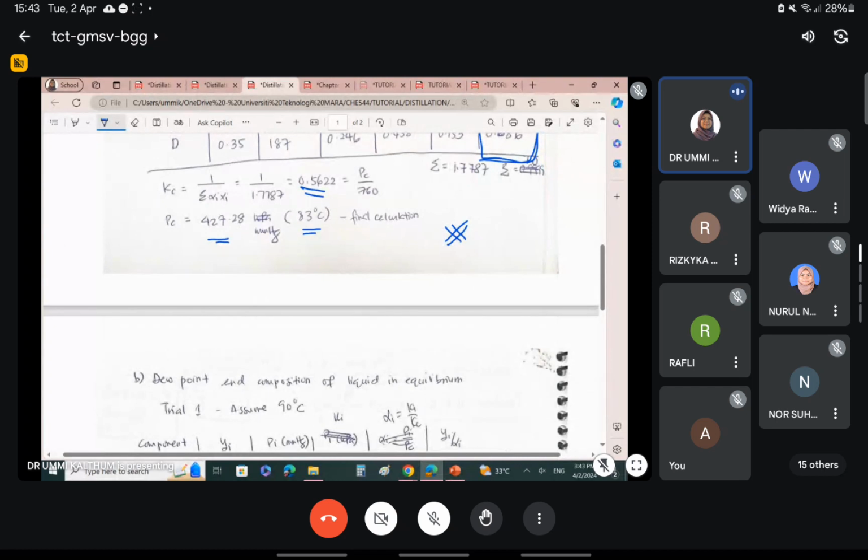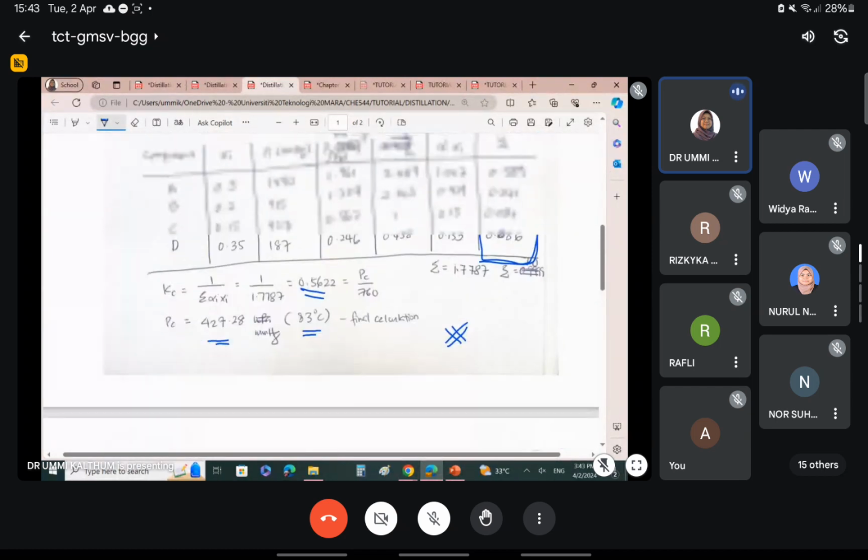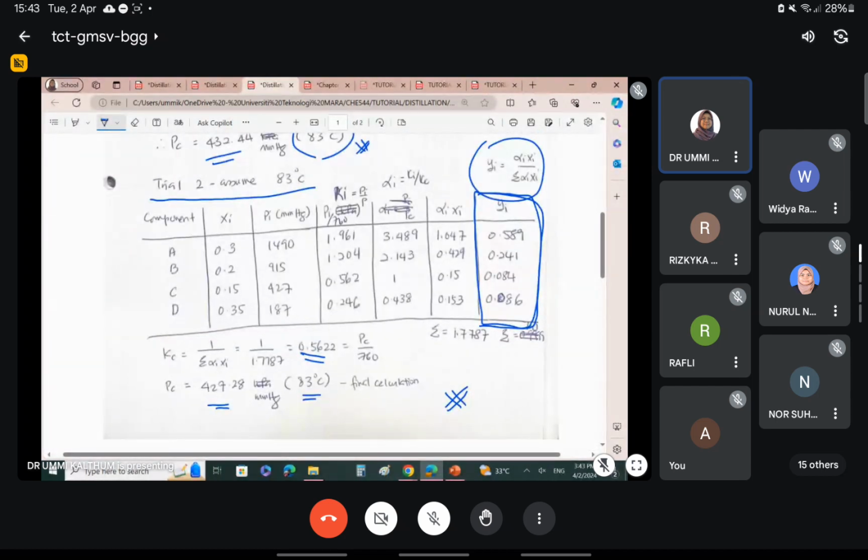Okay, so ada nak tanya tak? Macam mana nak buat? How to do the trial and error calculation? You guna Excel. Senang. Okay, normally soalan untuk multi component tak pernah keluar dalam final, tak pernah keluar dalam test, sebab dia makan masa. Tapi biasa keluar dalam assignment.